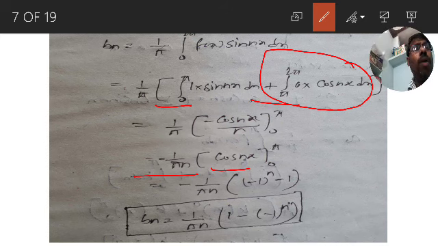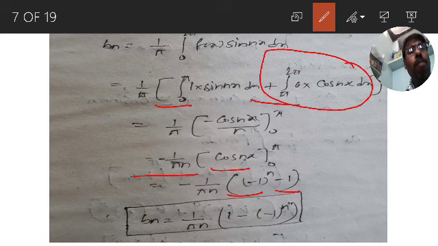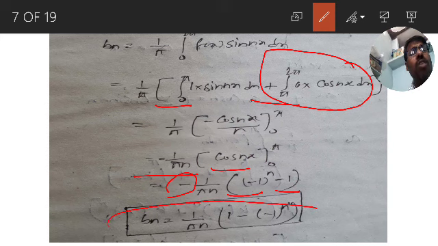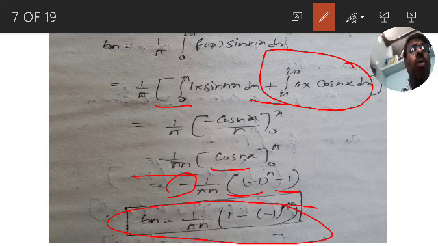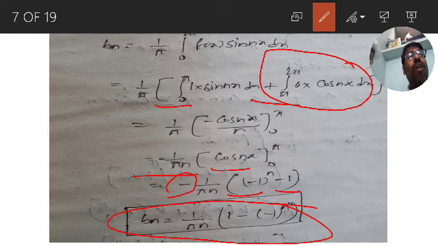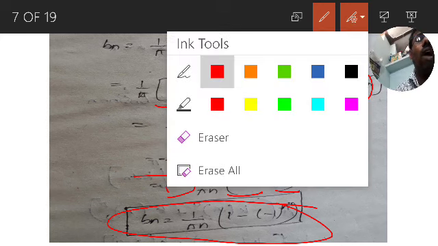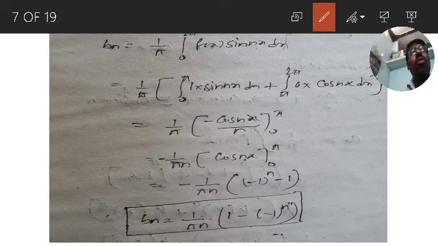Now substitute the upper limit, cos n pi is minus 1 whole power of n, and cos 0 is 1. So minus into minus gives plus, and minus into plus gives minus. So the answer is bn is equal to 1 by pi n into 1 minus minus 1 whole power of n. So this is how we find bn. You see, you got the bn.